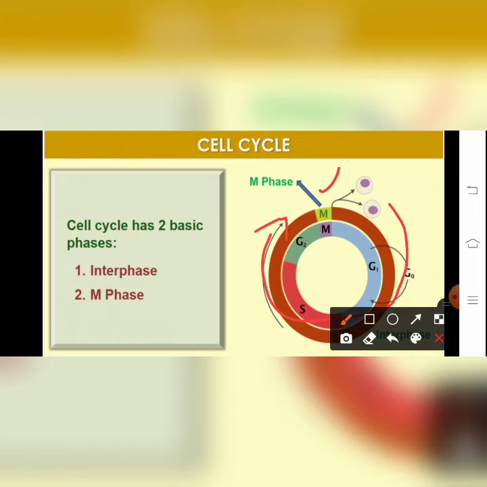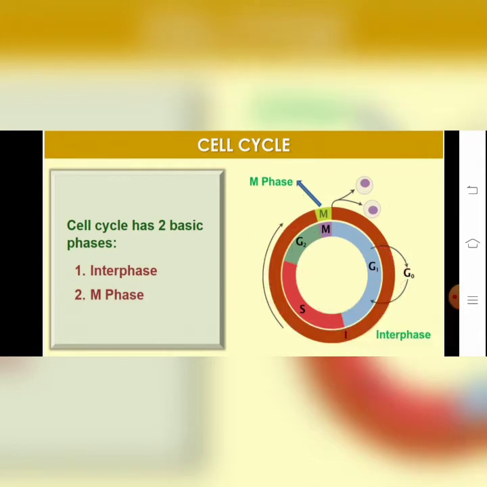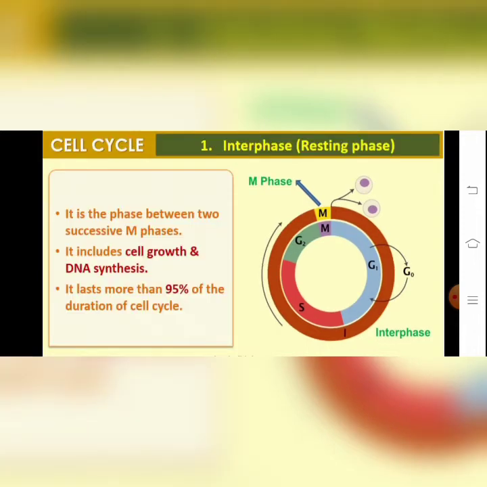It includes G1, here is G1, S, and G2. So including G1, S, G2, what is going to happen here? Your preparation for division takes place. Only in M phase the actual division occurs. Now we'll see the different events that take place in G1 phase. We'll move on to the next slide.